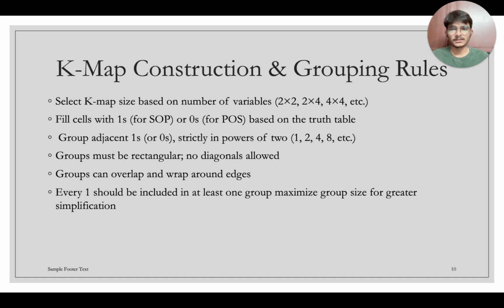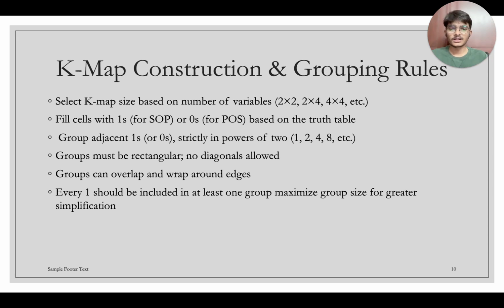Based on the truth table, group adjacent ones or zeros strictly in powers of 2. That means 2 power 0, 2 power 1, 2 power 2, 2 power 3, 2 power 4, etc. It has to be in these groupings. Groups must be rectangular, and diagonals are forbidden.